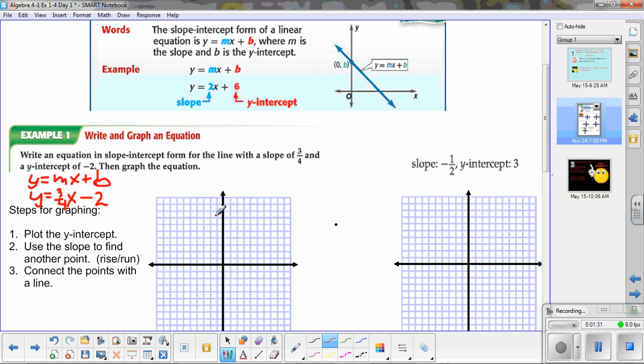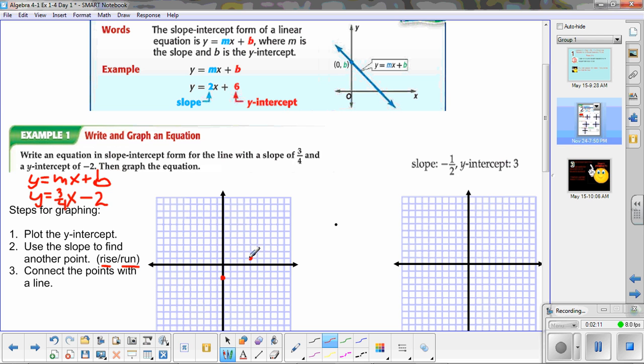Now to graph it, it's similar to when we were graphing direct variations, but these do not go through 0, 0 necessarily. This one goes through the y-axis at -2. So we're going to start out by plotting the y-intercept, which is -2. And then from that point, you're going to keep your pencil right there. From that point, you're going to use the slope, which is 3/4, and you are going to find another point by using rise over run. So we're going to rise 3 from that y-intercept, and we're going to run 4.